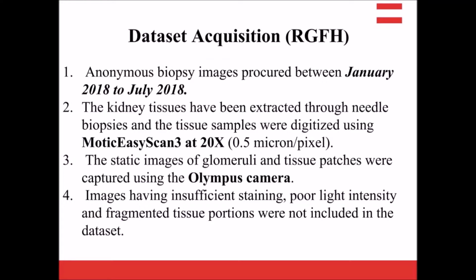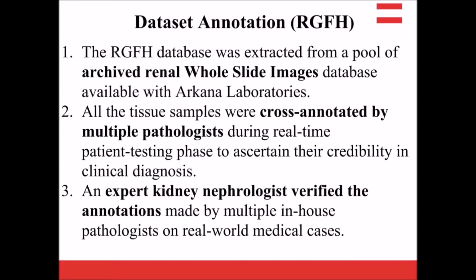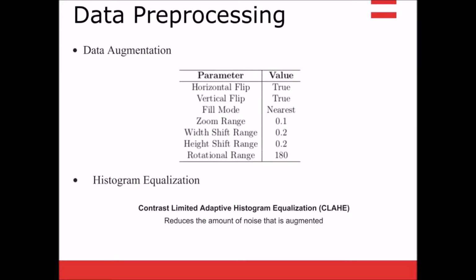The RGFH database was extracted from a pool of archived renal whole slide images. All the tissue samples were cross-annotated by multiple pathologists, and an expert kidney nephrologist verified the annotations. The following slide shows the data augmentation techniques used in the process of classification. We used CLAHE for histogram equalization as it reduces the amount of noise that is augmented.